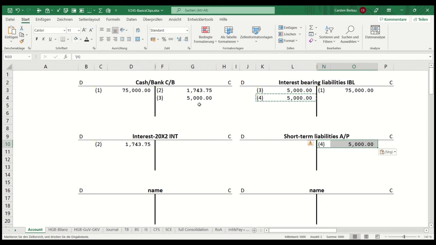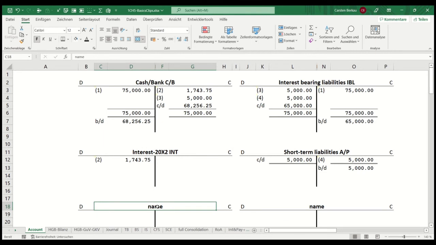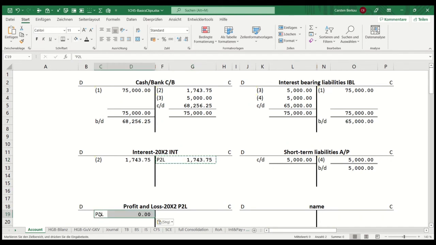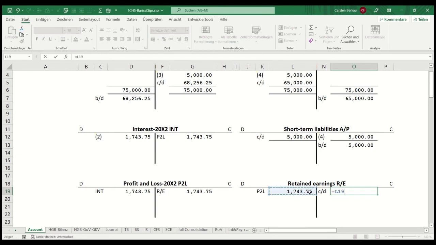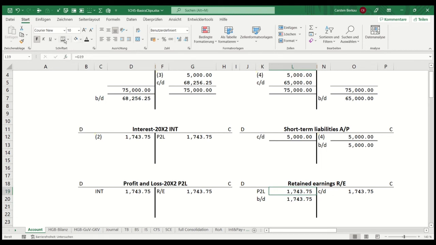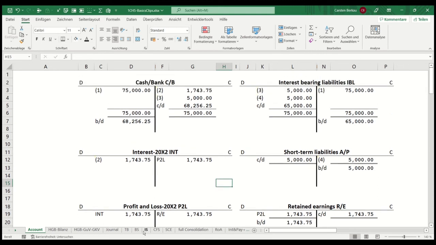The next step, I have to balance off all the accounts. I transfer the interest to the profit and loss account for 2002. In the profit and loss account, it's interest. And that gives us a net loss and is transferred to the retained earnings account. Now, quickly balance off the retained earnings account. And I can prepare my balance sheet.